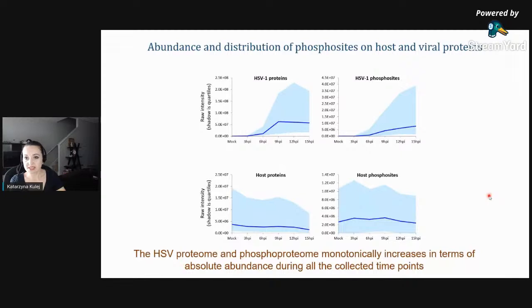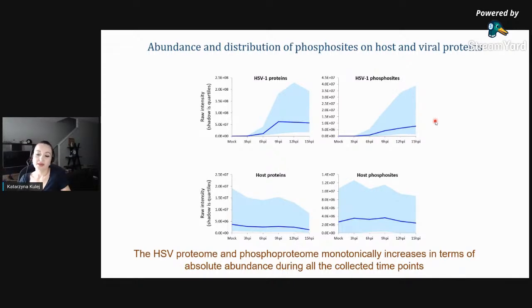What was also very nice to see is that the HSV proteome and phosphoproteome were monotonically increasing over the time course. But the difference is that the proteome peaked around 12 hours of infection, while the phosphoproteome was delayed and peaked very late in infection. This correlates nicely with current knowledge that phosphorylation of the viral proteins is primarily important during packaging of the viral DNA, viral capsid assembly, and also viral release from the host cell. So this data very nicely correlates with what was previously identified.